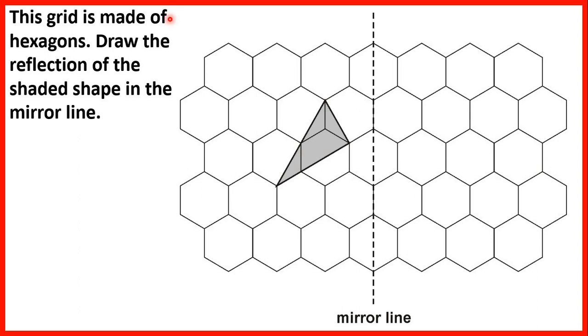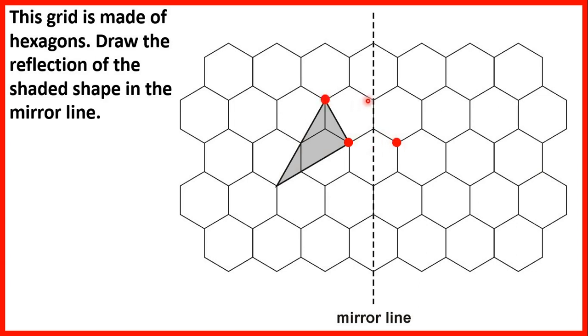This grid is made of hexagons. Draw the reflection of the shaded shape in the mirror line. So we need this shape to be the same on both sides, and the way to do that is to dot the corners. So this point here is half a hexagon from the mirror line, so we can dot half a hexagon from the mirror line on the other side.